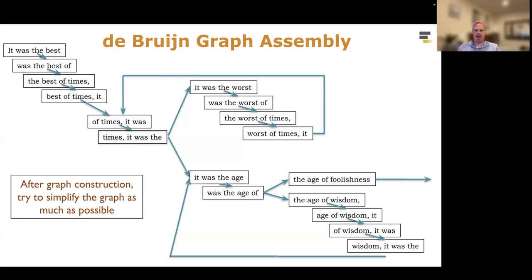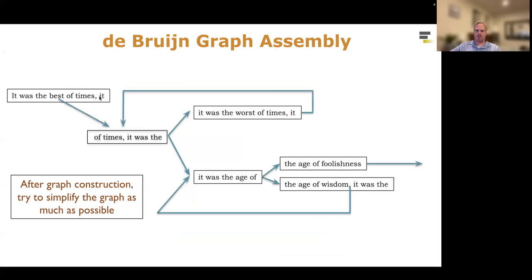And then, once we have this initial graph constructed, what we're going to try to do is simplify it as much as possible. So we're going to look for these parts of the graph that are unambiguous and simplify, compress, compact the graph into these sort of representations. So it all started out with 5-word fragments cut up into 4-word subfragments, but through this compaction process, we're able to spell out longer stretches.